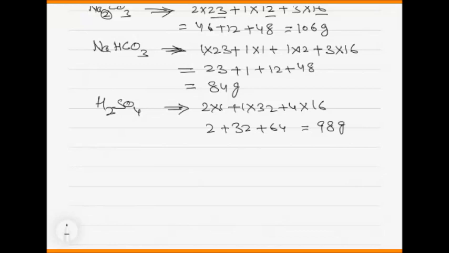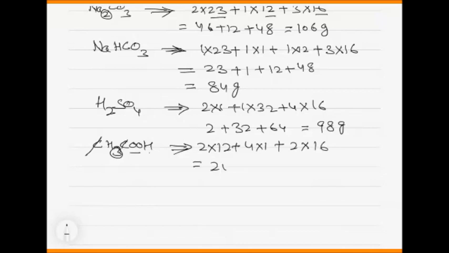After H2SO4, we move to acetic acid, CH3COOH. So here carbon is 1 and 1, 2. So 2 into 12 plus hydrogen is 3 and 1, 4. So 4 into 1 plus oxygen are 2, so 2 into 16. So this comes out to be 24 plus 4 plus 32. When you add them, it comes out to be 60 grams.